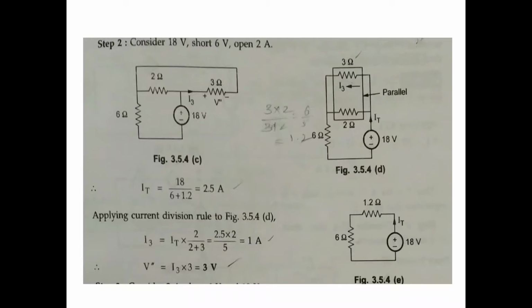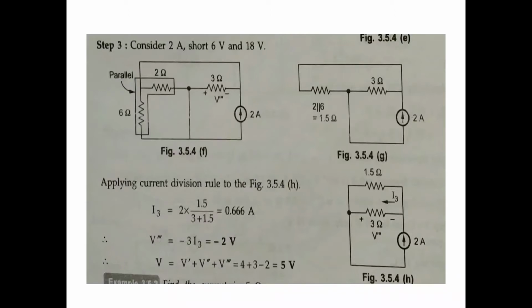Now apply the current division rule. Here 3 and 2 are parallel. Next you calculate the I3 current using the total current. I3 equals IT into 2 divided by 2 plus 3. The total current here is 2.5, so 2.5 into 2 divided by 5 is 1 amp. That is V dash equal to I3 into 3, which is 1 into 3, 3 volts.